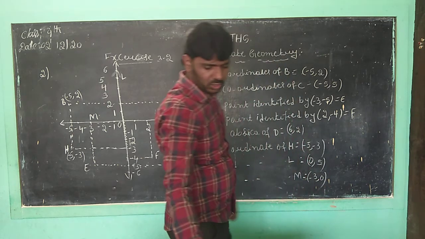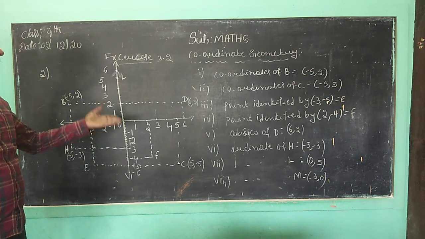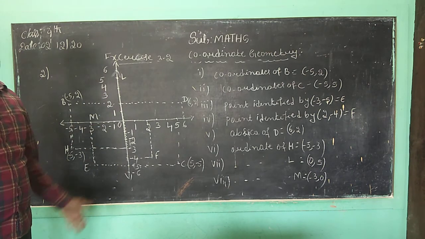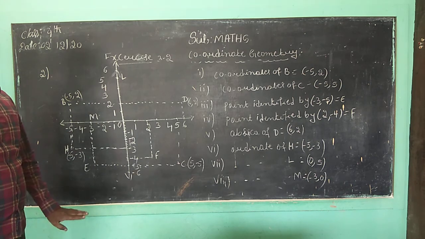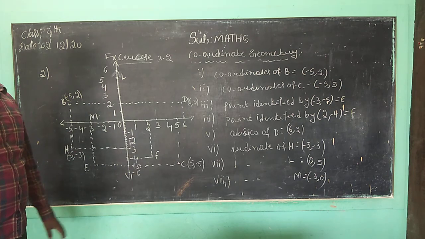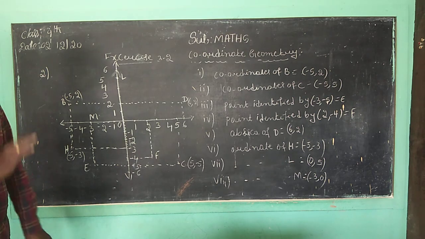This is the question, children. You can carefully observe. They only give the diagram, and you want to identify the coordinates. Sometimes they give coordinates and you want to find the points. Correct, children? So exercise 3.2 is also over, children. Tomorrow we will discuss the next exercise. Thank you, children. Today this session is over.